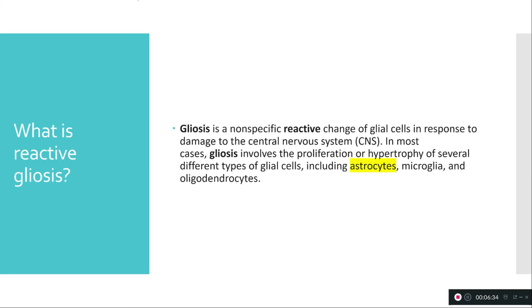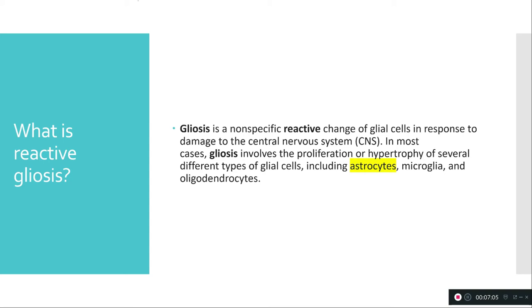So what is reactive gliosis? Here's the textbook definition. Gliosis is a non-specific reactive change of glial cells in response to damage to the central nervous system. And this can be blunt trauma to the head, it can be a stroke, it can be anything internal or anything that's caused externally, like a traffic accident, for example. In most cases, gliosis involves the proliferation or hypertrophy of several different types of glial cells, including astrocytes, but also including microglia and oligodendrocytes.